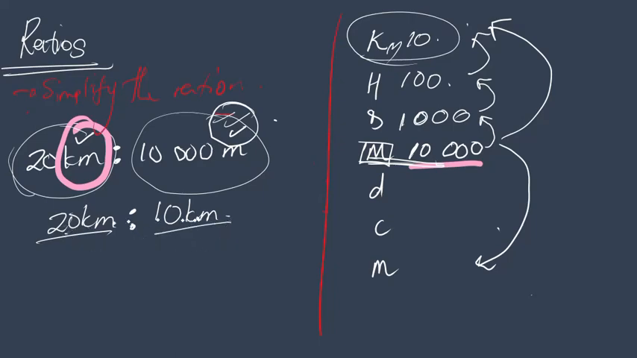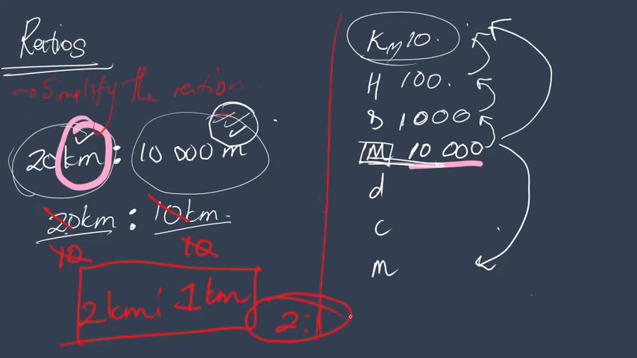Which number goes into 20 and 10? The highest common factor there, it's 10, of course. So I'll divide this side by 10. I'll divide this side by 10. Here I'll be left with 1 kilometer. And then here I'll be left with 2 kilometers. 1 is to 2. That's the ratio. I mean, 2 is to 1. That's the ratio in its simplest form. There's nothing else that can go into them except for 1.